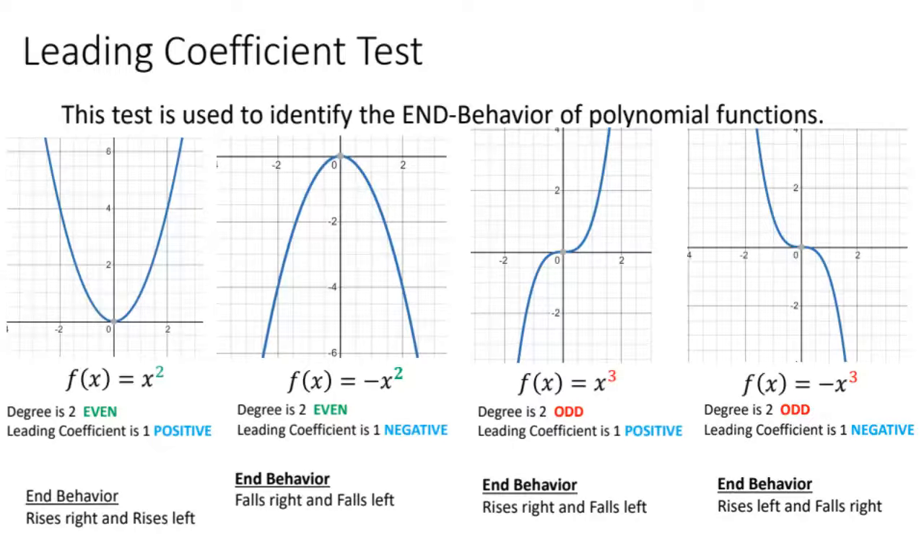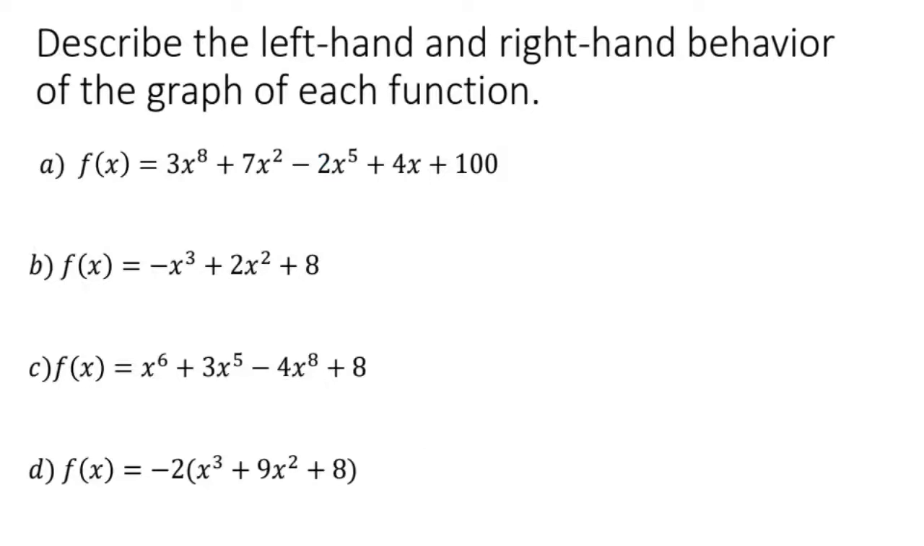So let's look at some examples. Describe the left-hand and right-hand behavior of the graphs of each function. We have a, f of x equals 3x to the 8th power plus 7x to the 2nd power minus 2x to the 5th power plus 4x plus 100. On the first one, a, what would be the degree of this polynomial? What's the highest exponent that you see for an x? Give it a couple of seconds.